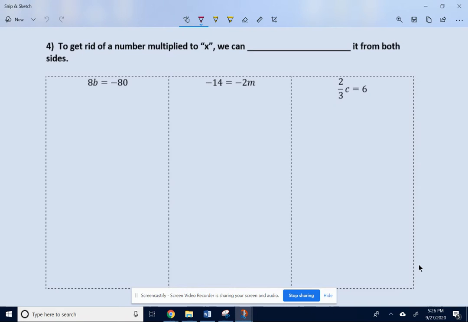Okay, the fourth type of problem we're going to look at. We're going to have problems where a number is multiplied to your variable. To get rid of a number that's multiplied to your variable, we can do the opposite, or the inverse, of multiply. We can divide it from both sides. Okay, so let's look at some examples using this idea.